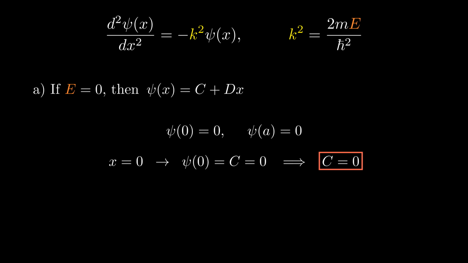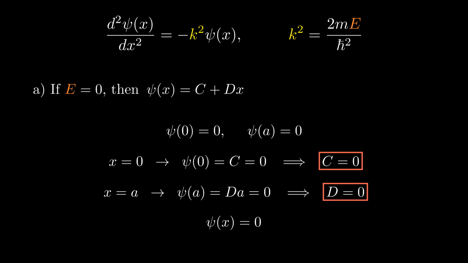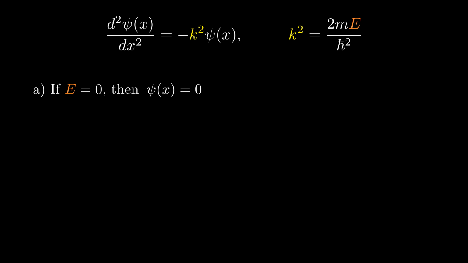Now at x equals a, we substitute x equals a into the general solution. Since we already know that c equals 0, for the wave function to vanish at x equals a, we must have d times a equals 0. Since a is not 0, we conclude that d equals 0. Therefore, psi of x equals 0 for all positions x, which is the trivial solution.